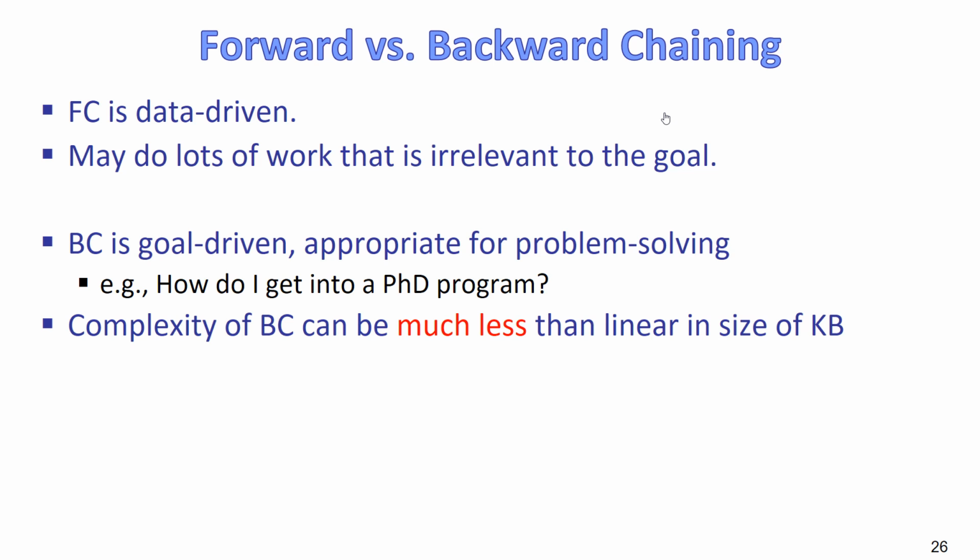So we actually do less work in backward chaining. The complexity of both actually is linear, but backward chaining is much less than linear in the size of the knowledge base because there are parts of the knowledge base that are not explored at all, since they are not needed to prove the query.